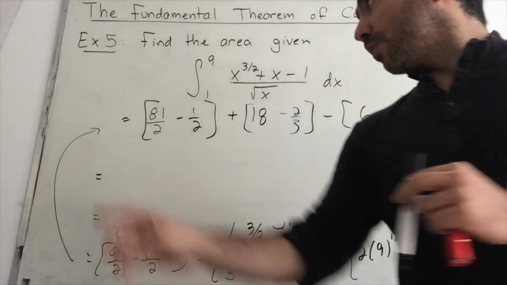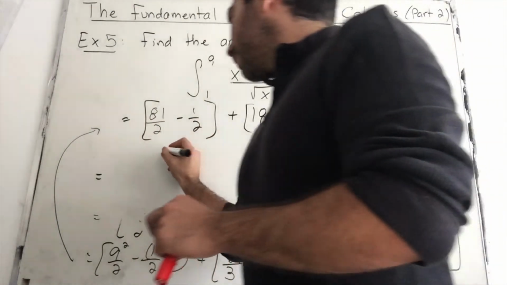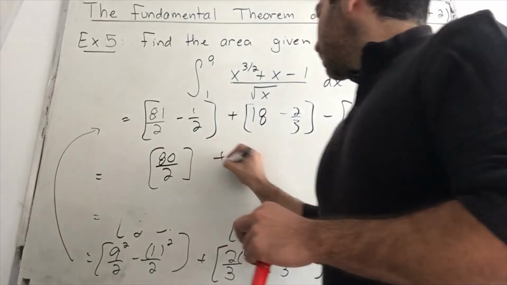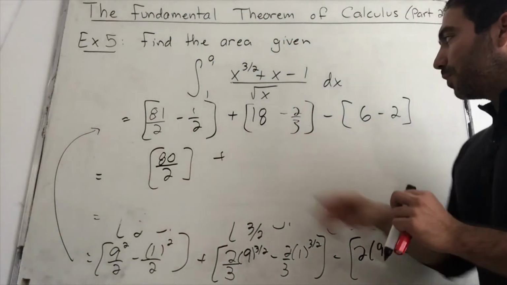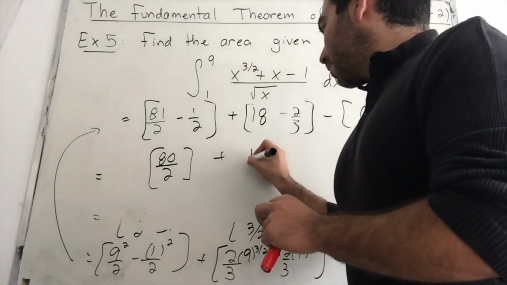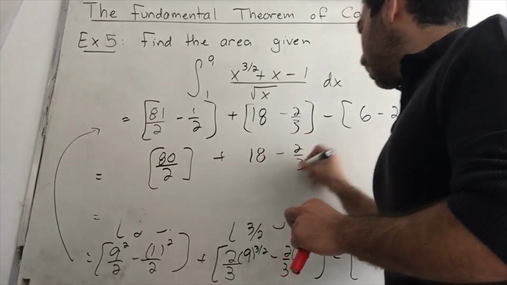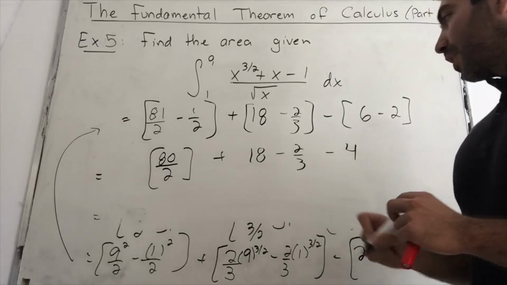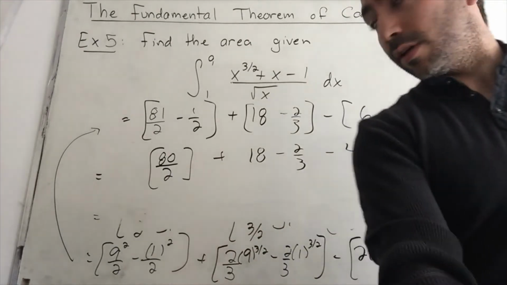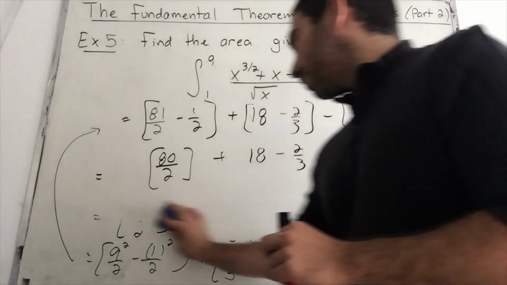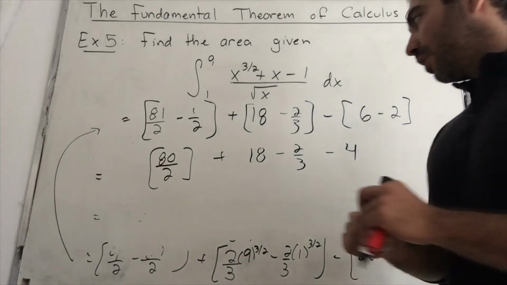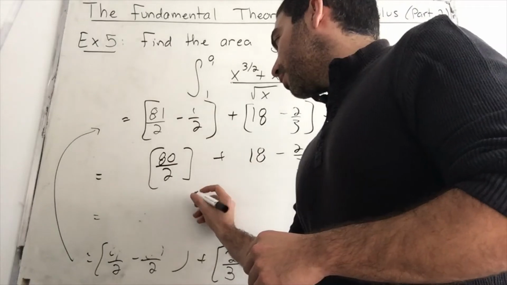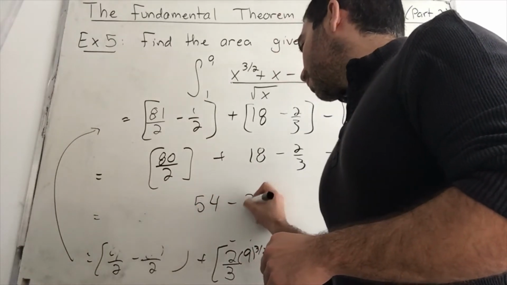The next step, 81/2 minus 1/2 is just 80/2, which is just 40. 18 minus 2/3, we'll deal with the minus 2/3 after. Let's deal with this bracket. 6 minus 2 is 4, so minus 4. And then here we have 40 plus 18 minus 4. So 18 minus 4 is just 14. And then we have 40 plus 14. So that's 54 minus 2/3.